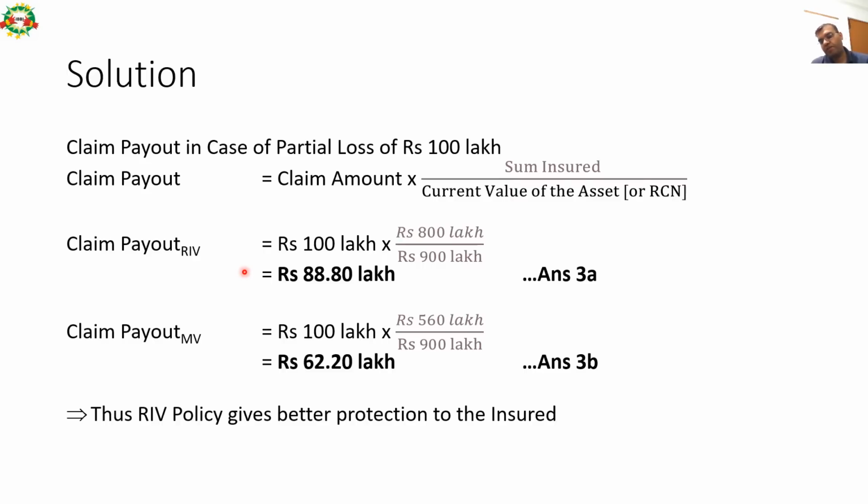In case of an RIV policy, the sum insured is 800 lakh rupees for which premium has been paid, and the RCN given in the question is 900 lakh rupees. So here 100 multiplied by 800 divided by 900 is equal to 88.80 lakh, which will be received by the insured from the insurance company in case of this damage of 100 lakh rupees. However, in case of a market value policy, the claim payout will reduce, because here the sum insured has been reduced from 800 lakh to 560. So accordingly the payout coefficient will get reduced, and accordingly he will get 62.20 lakh. So that clearly indicates that the RIV policy gives better protection to the insured.